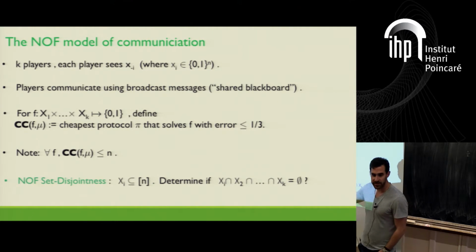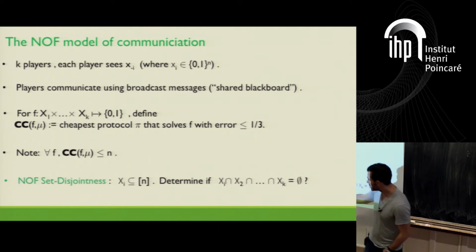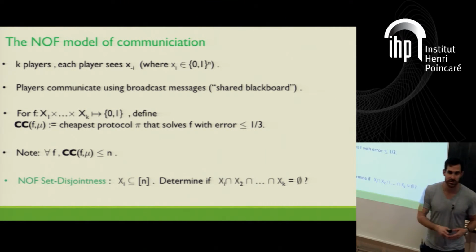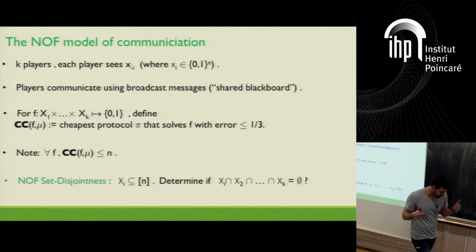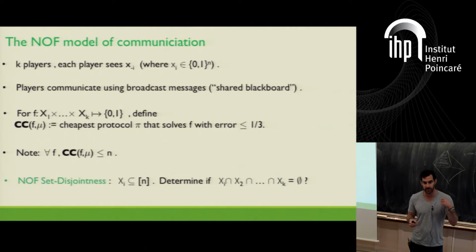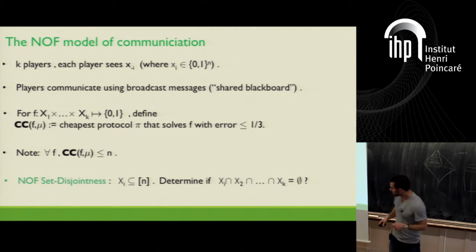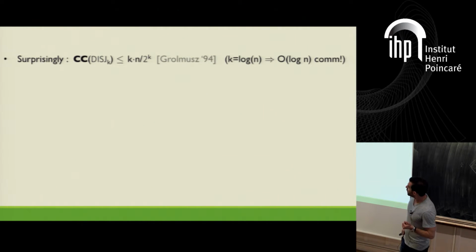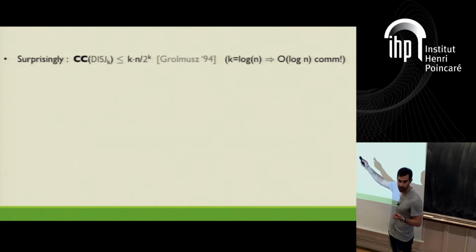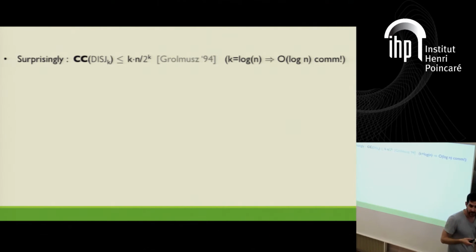And arguably the most important problem in communication complexity in general, but in this field in particular, is the number on forehead set disjointness problem, which I guess all of you can figure out. Each player receives a subset, the input of each player is a subset out of n possible elements, and the goal is to determine whether there's a common element that appears in all the sets. Again, the trivial upper bound on this problem is n, as always. Very surprisingly, there's a much better protocol. You can solve this problem, I think, with zero error using k times n over 2 to the k bits.